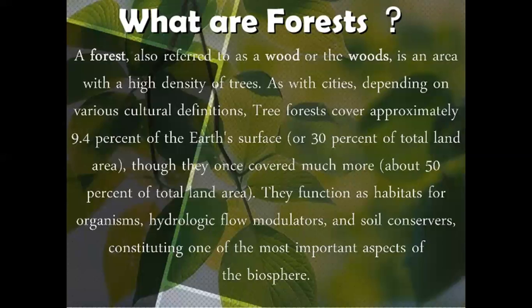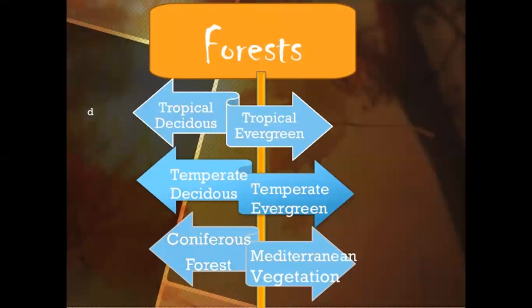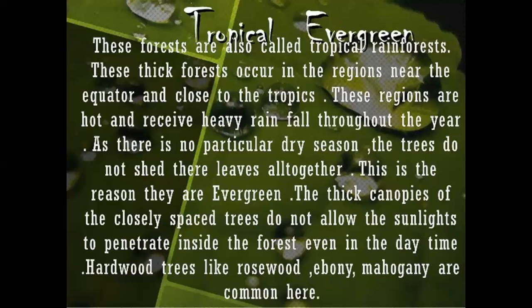Now, what are forests? A forest is an ecosystem that consists of a closed formation of trees, shrubs, herbs, microorganisms, and animals. The forests of the world are broadly classified into six types: tropical deciduous forest, tropical evergreen forest, temperate deciduous forest, temperate evergreen forest, coniferous forest, and Mediterranean vegetation. First of all, let's talk about tropical evergreen forest.